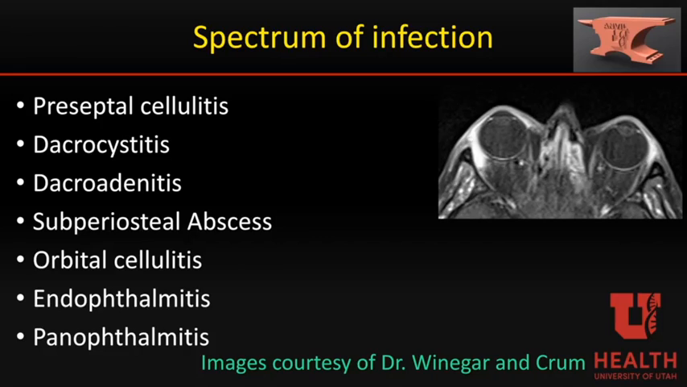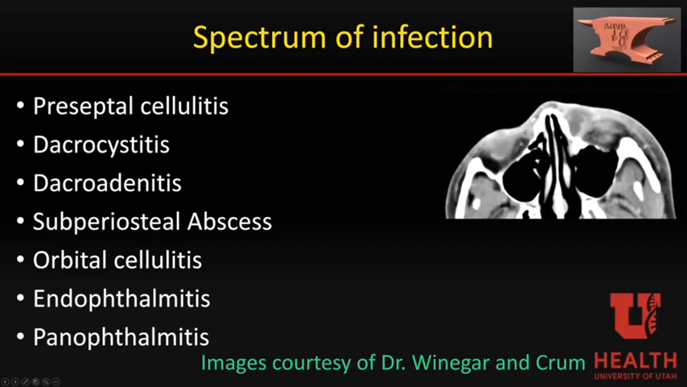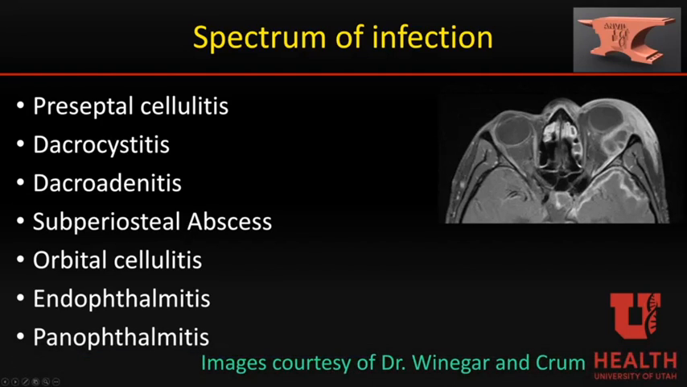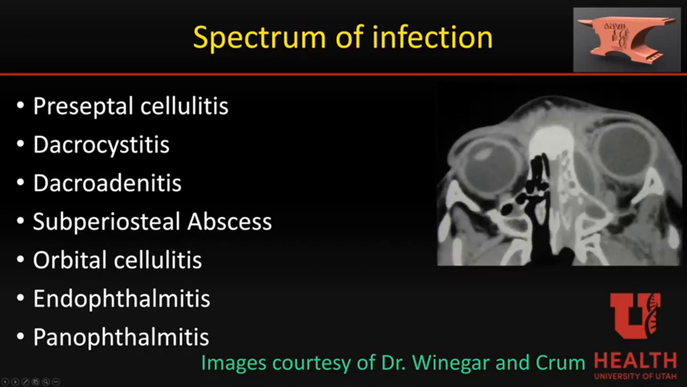Another blind spot in imaging is the multifaceted spectrum of infection. So we can have everything ranging from a very subtle preseptal cellulitis to involvement of the nasolacrimal apparatus in this dacryocystitis. Or you can have inflammation of the lacrimal gland with dacryoadenitis in this patient with lacrimal gland abscesses. In pediatric patients, you can have extension of adjacent sinus disease with subperiosteal abscesses and critical mass effect.